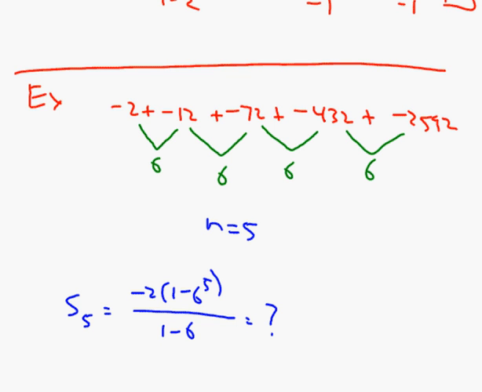Okay. Let's look at an example where it's less obvious what n was. In this case, we could just count how many terms we were interested in adding. So let's look at this one. Ready?